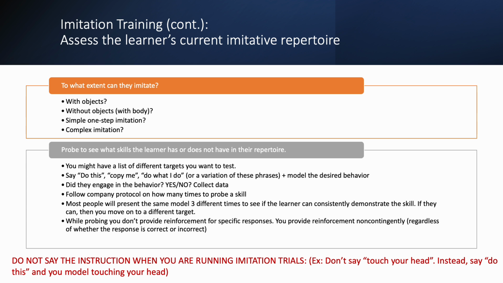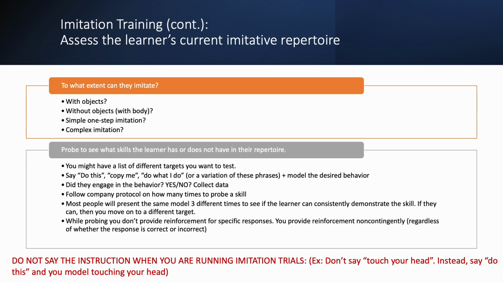I don't know if I mentioned this point already or not, but you want to make sure that you are also not providing reinforcement. Not just that you're not prompting the skill, but that you're not providing specific reinforcement for the behavior that they are engaging in. So let's say that I present the model for clapping your hands. I say, do this, and I clap my hands, and let's say that they clap their hands too. I don't want to provide reinforcement, because at this stage, I'm simply testing whether they have the skill or not, and I don't want that to affect any of the other targets that I'm teaching or that I'm going to be testing for. So I'm not going to provide reinforcement for their particular response.